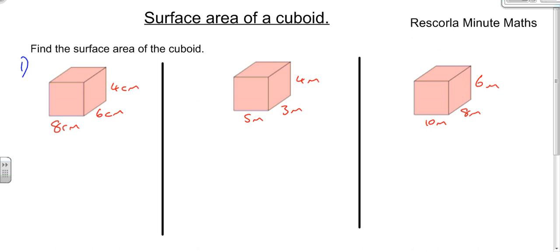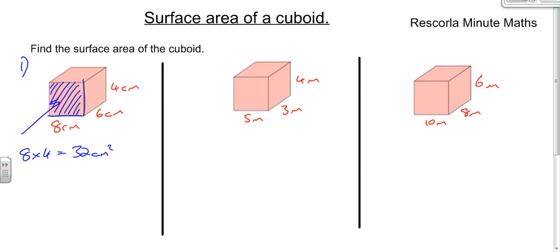Today's video is all about the surface area of a cuboid. Now the surface area is quite simply all the surfaces added together. So we have a look at this cuboid here in question 1. We have a look at this rectangle here. This is 8 centimeters by 4 centimeters. So 8 by 4 equals 32 centimeters squared.